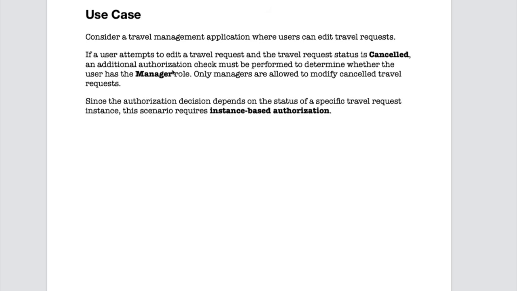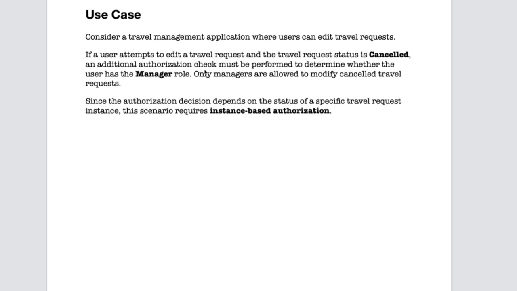So now let's discuss the use case of authorization. Consider a travel management application where a user can edit the travel request. This similar application we are creating as part of our RAP videos on this YouTube channel. If a user attempts to edit a travel request and the travel request status is cancelled, an additional authorization check must be performed to determine whether the user has the manager role. Only managers are allowed to modify the cancelled travel request.